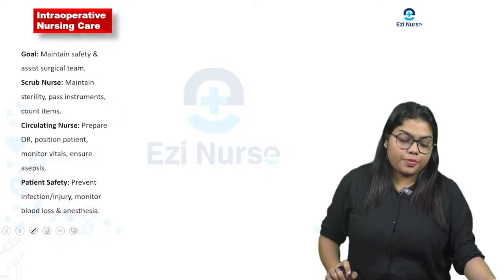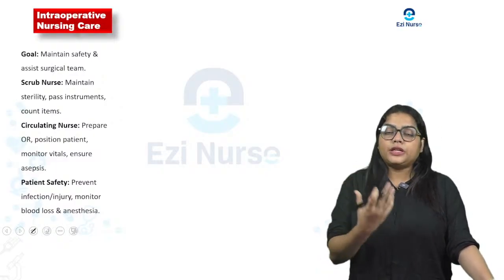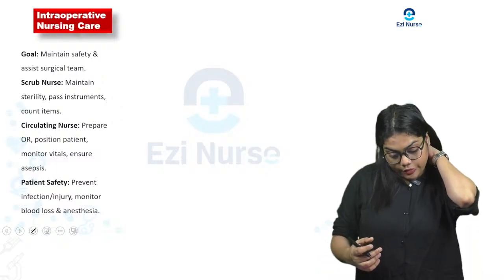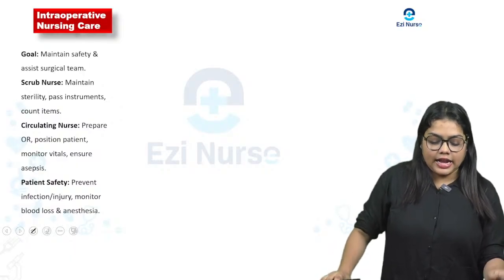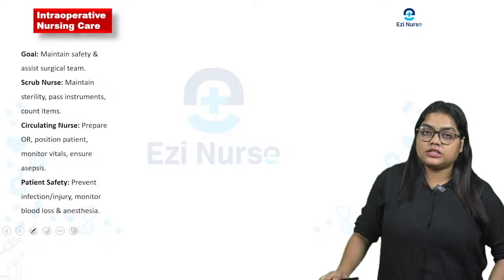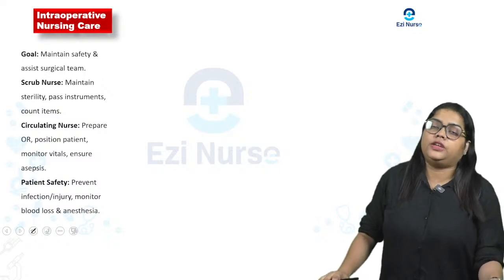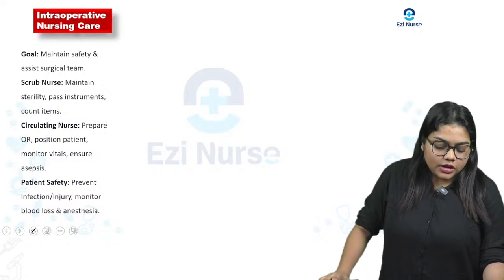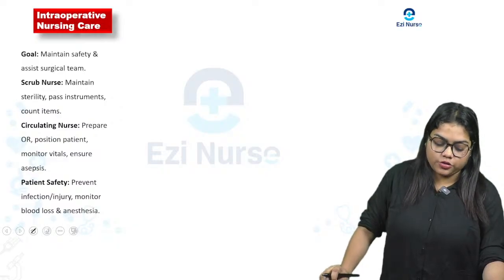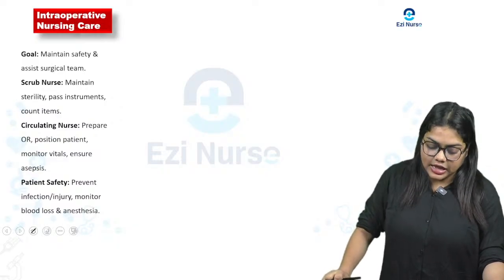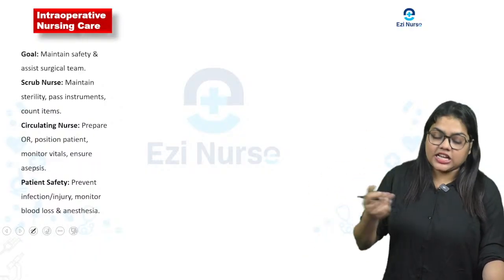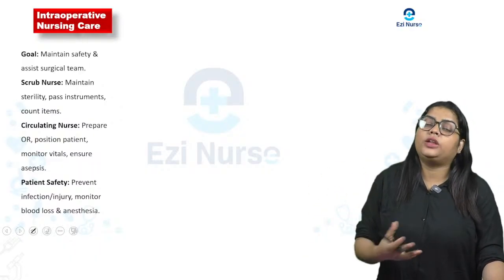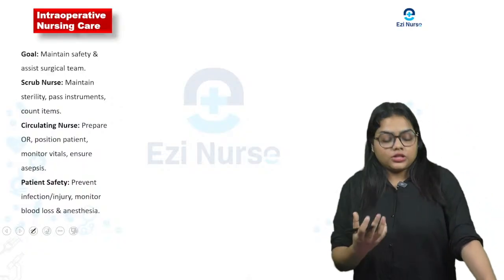preoperative care. Now intraoperative: while the patient is in the OT, operation theater, what should we maintain? We have to maintain safety and assist the surgical team. This is the main goal of intraoperative nursing care. Next is the scrub nurse, who will maintain sterility, pass the instruments to the doctor and count every item that has been used during the procedure.